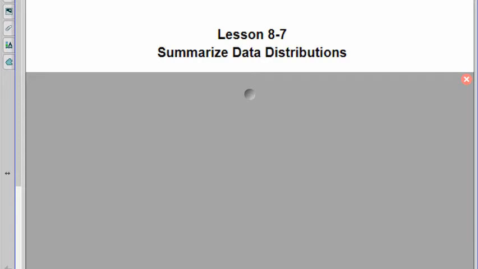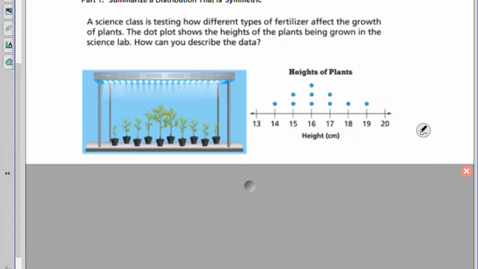Welcome to lesson 8.7. This is the last lesson in topic 8 and the last lesson of our 6th grade math. Today we're going to learn to summarize data distributions. We're going to pull all this together. For part 1, we're looking at data distributions that are symmetric. Remember, symmetric are kind of like mirror images of each other, more or less. This isn't going to be exactly symmetrical necessarily, but in general it is.